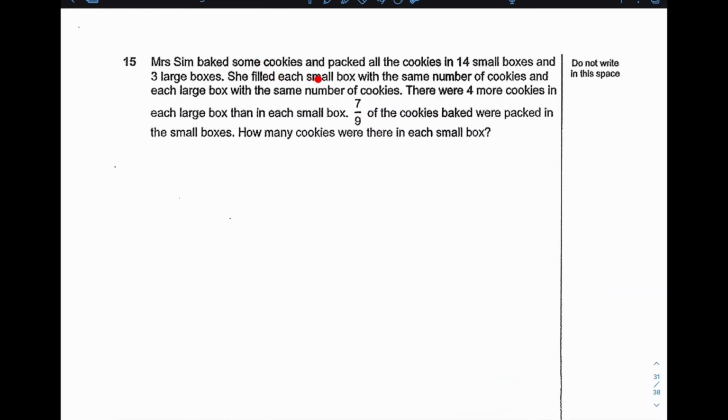Mrs. Sim baked some cookies and packed all the cookies in 14 small boxes and 3 large boxes. Any useful information there? Not really. She filled each small box with the same number of cookies as each other small box, and each large likewise. Alright, so there were 4 more in each large than each small. That's useful. 7/9 of the cookies were packed in small boxes. Oh, that means 7 units for smalls and 2 units for large. So the total is 9 units, yeah?